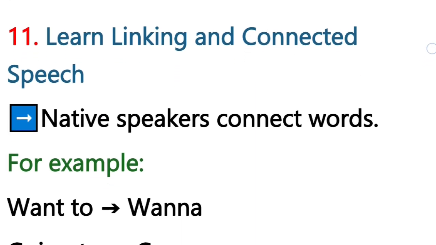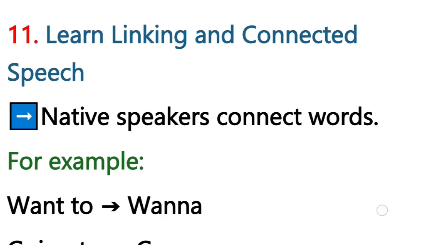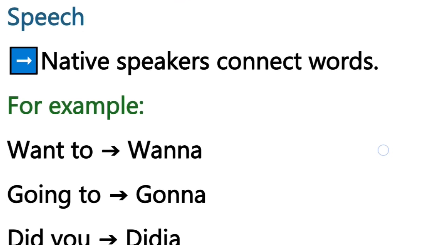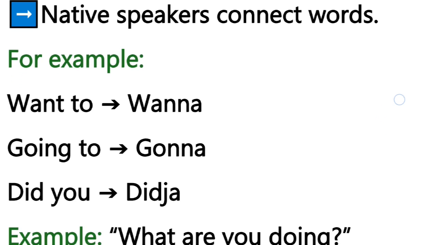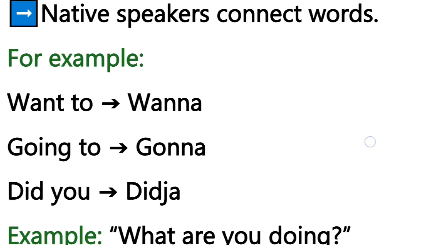Learn linking and connected speech. Native speakers connect words. For example, want to, they speak wanna. Going to, native speakers pronounce gonna. Did you, they pronounce dija. But for the Indian context, you can use the first one. For example, want to, going to, and did you. You can use these. These are more common in formal and professional contexts.